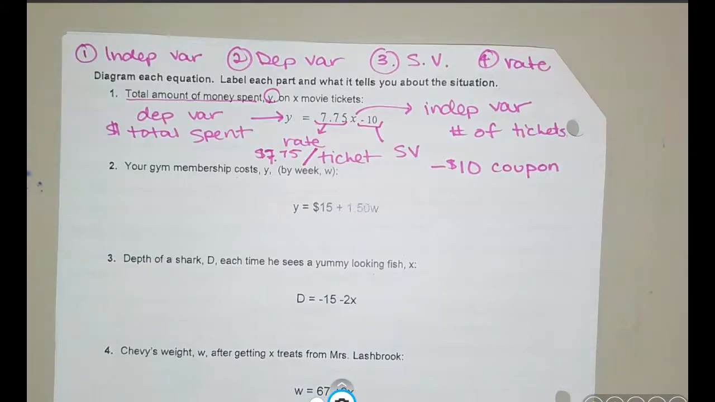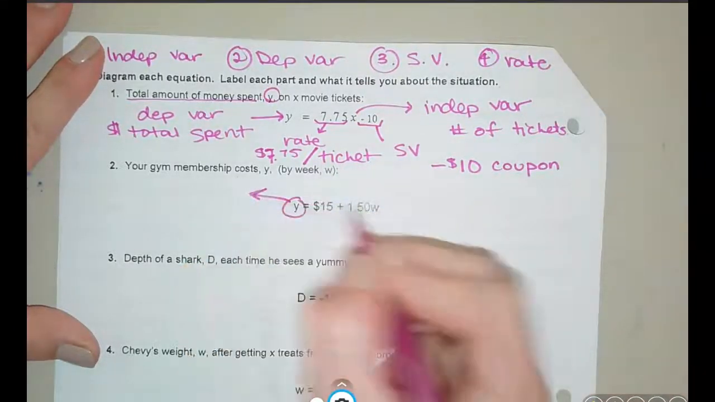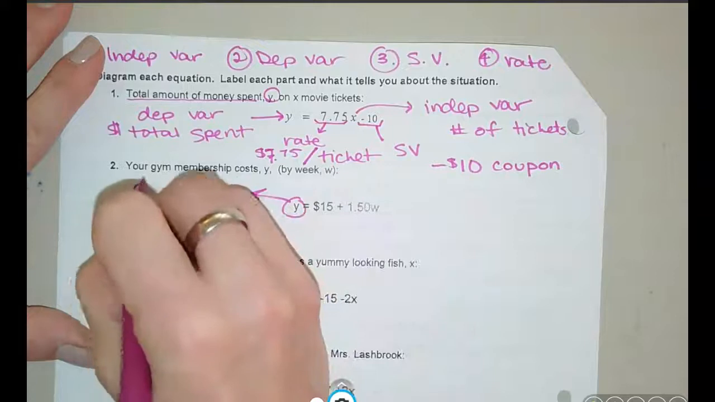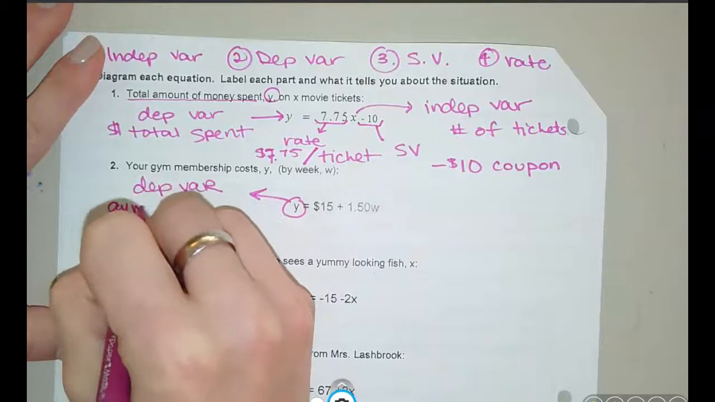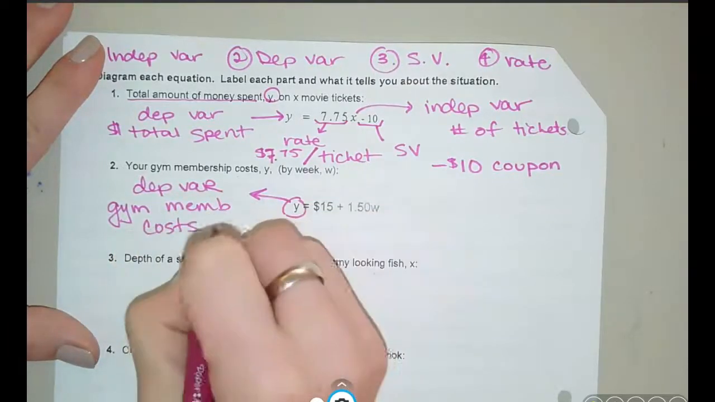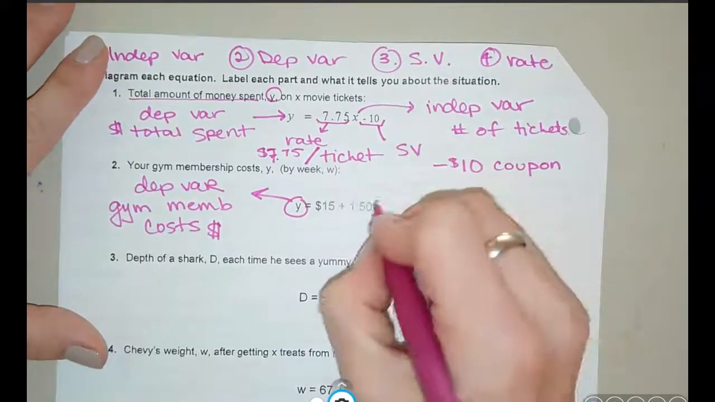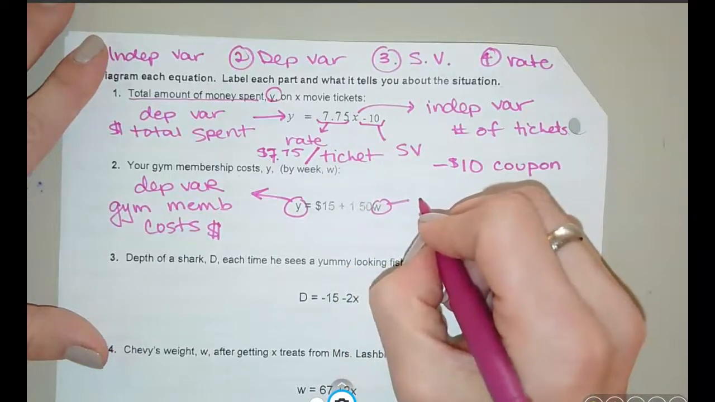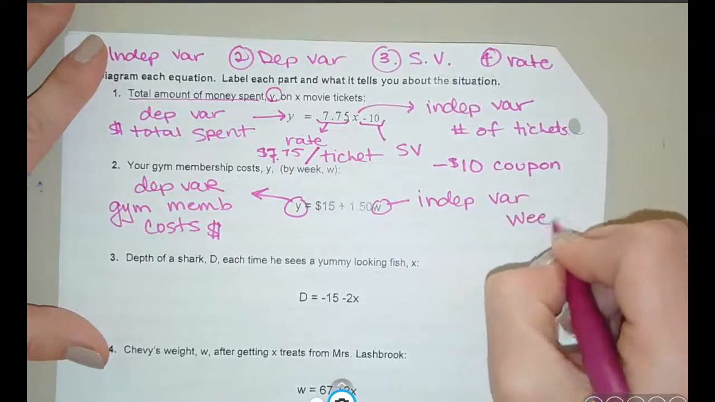Okay, I'll do one more on this page. Gym membership costs Y by week, W. So they tell me Y is gym membership cost. That's my dependent variable. Gym membership cost, so money. They tell me W is the number of weeks I'm signed up for. So my independent variable is weeks.